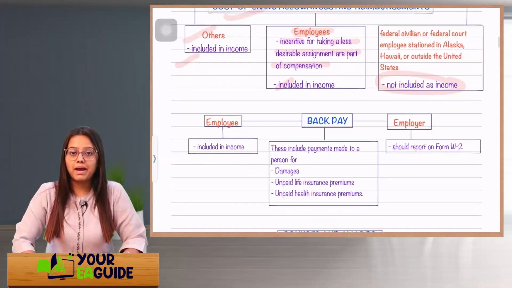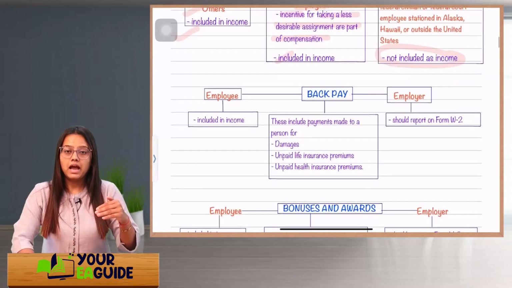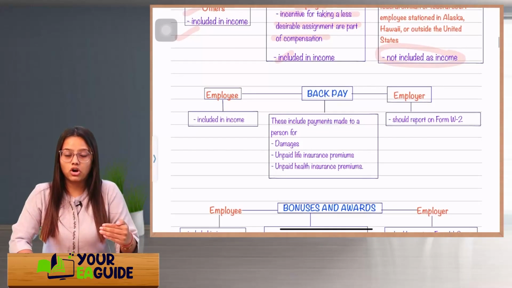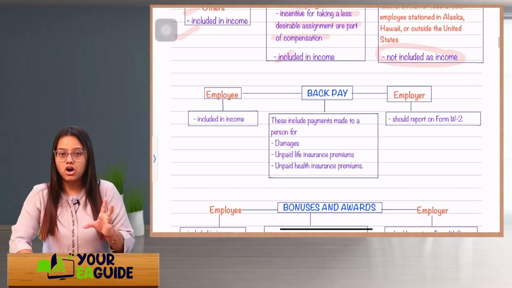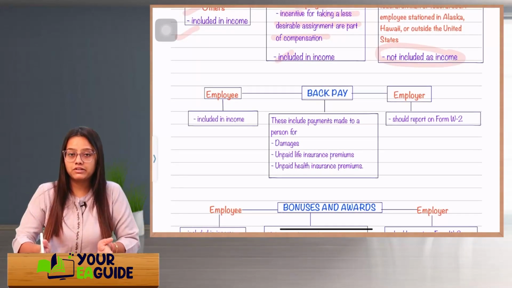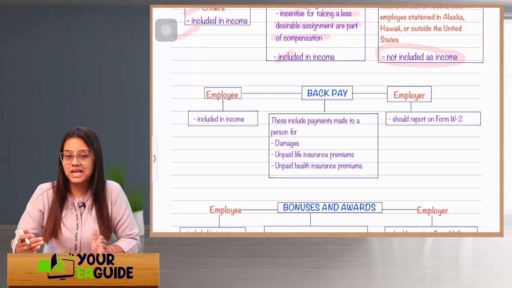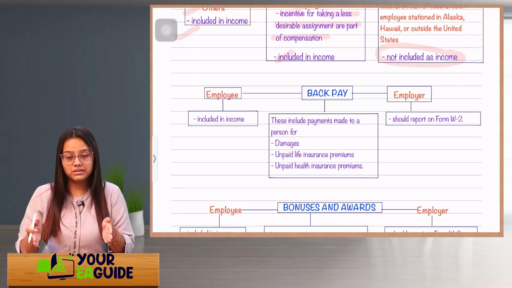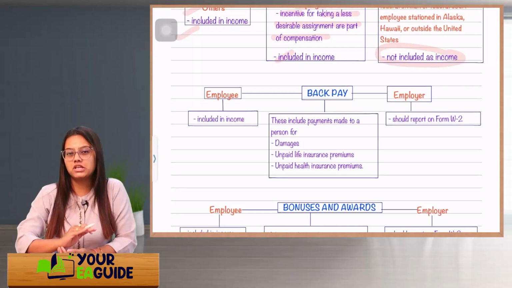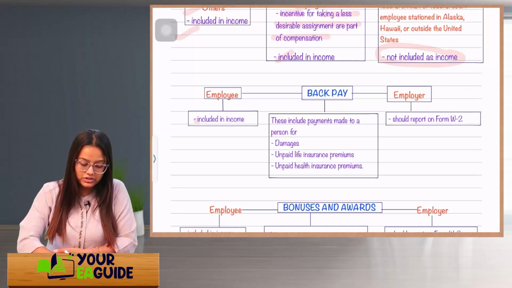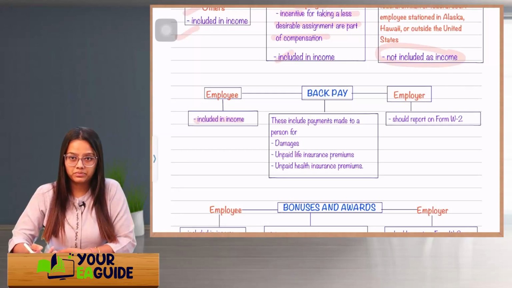Okay. Next is back pay. What is back pay? Let's say after you quit the job, you receive some payment for your previous months, or let's say after 3 months you receive the whole amount of salary, and in the middle of those 3 months there is the end of the year. So you receive the pay for the previous year. In that case, whenever you receive it, it is included in the income, right?